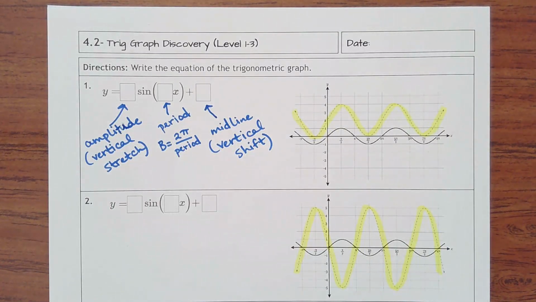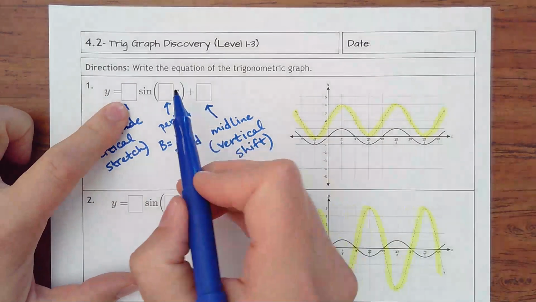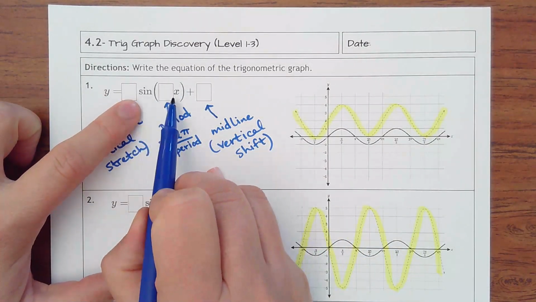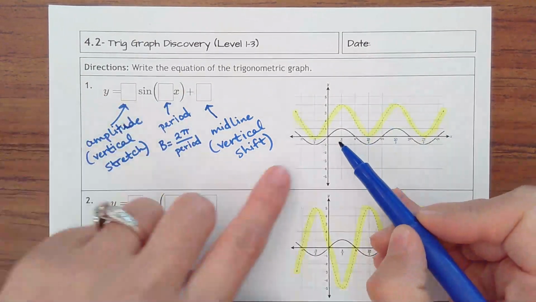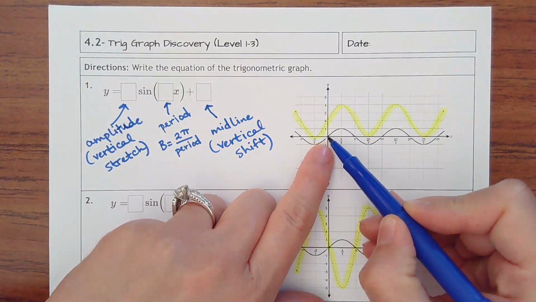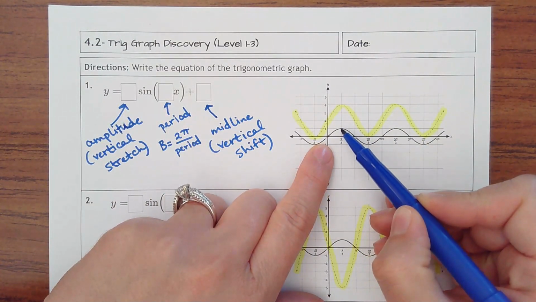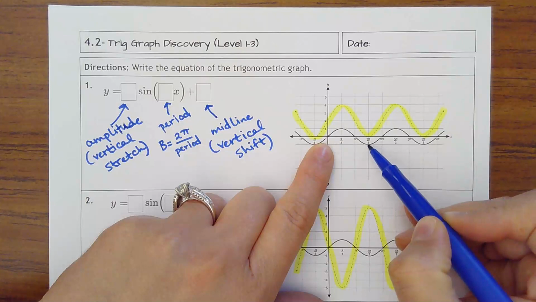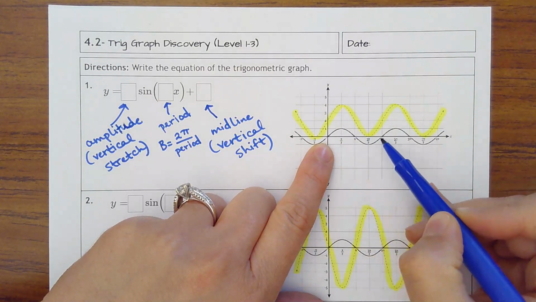Lesson 4.2 is Trig graph discovery levels 1 through 3. In this lesson on Delta Math, it's very interactive, so all they have are these blank boxes here. So really this is the sine of x function, which is what this black curve is. See how it's got the point 0, 0, and then at pi over 2 it's at 1, and then pi is 0, 3 pi over 2, so on. This is one cycle of it.